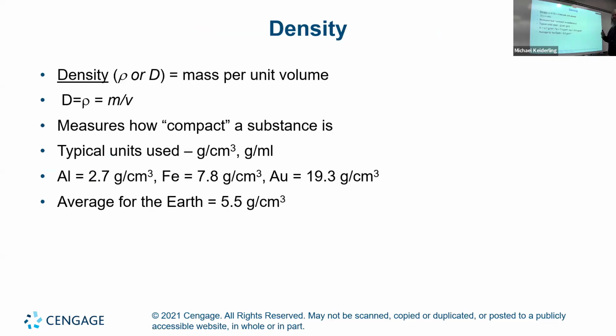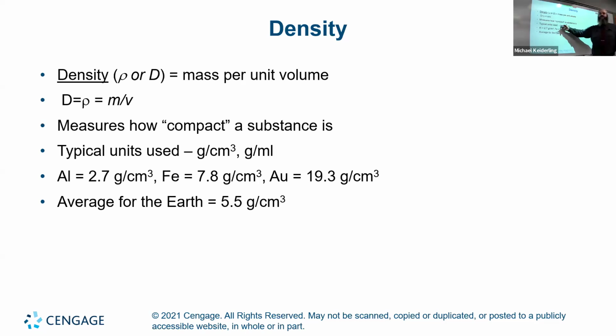Now, something that we will talk about is density. Our first lab will be about density. Density, the official symbol is rho, but we can also just use a capital D, and that is mass per unit volume. So you take the mass of something divided by its volume. It measures how compact something is. Typically, it is measured in grams per cubic centimeter or grams per milliliter. These are in fact the same unit because a cubic centimeter and a milliliter are the same size.